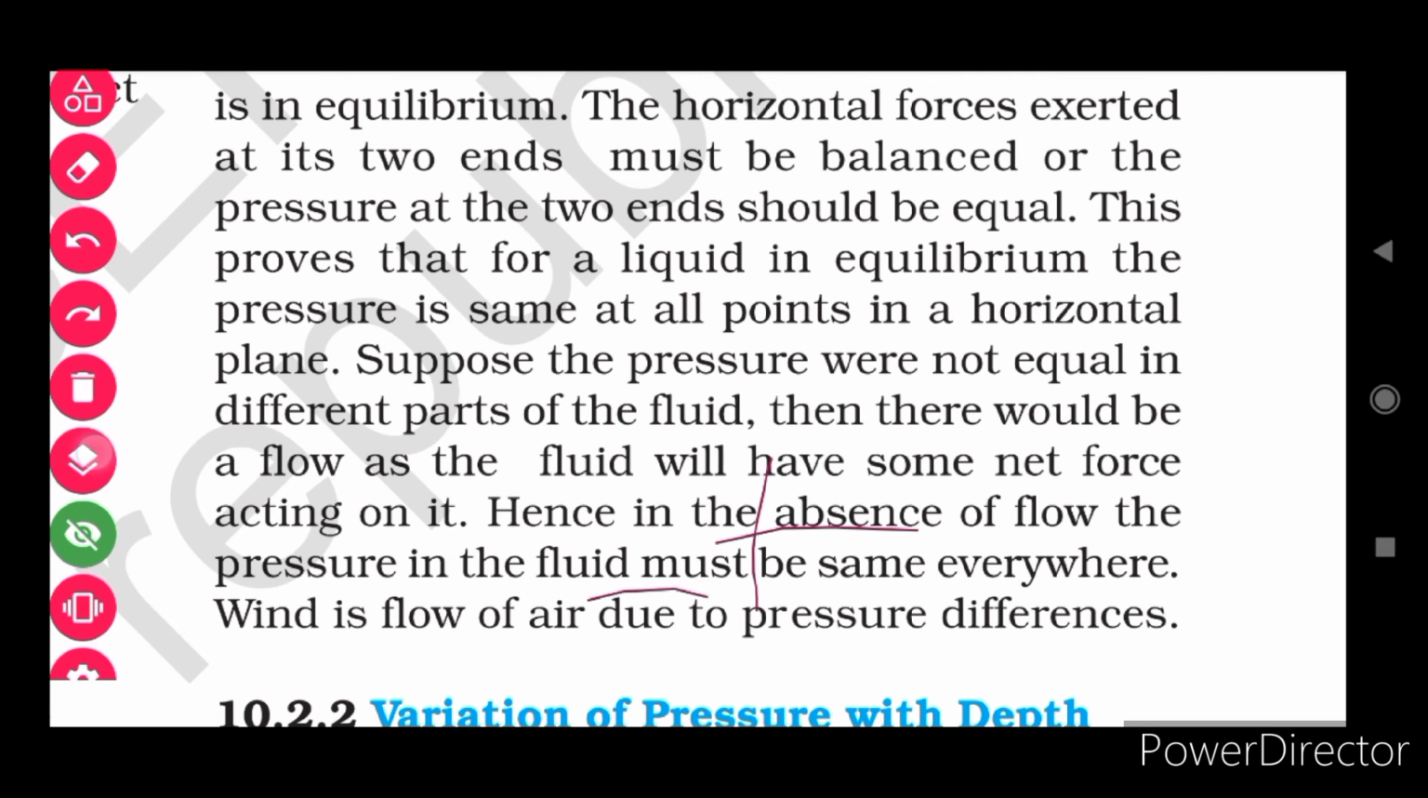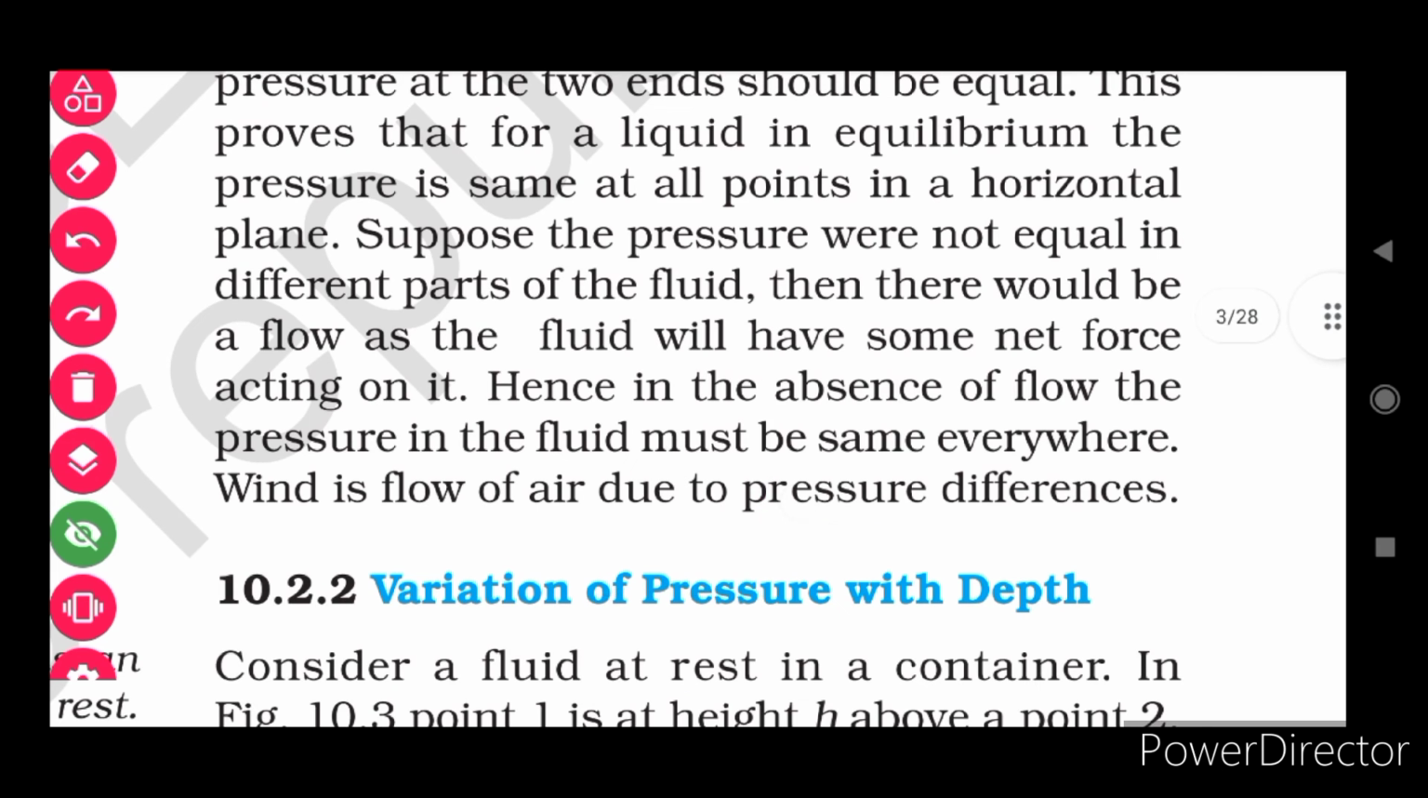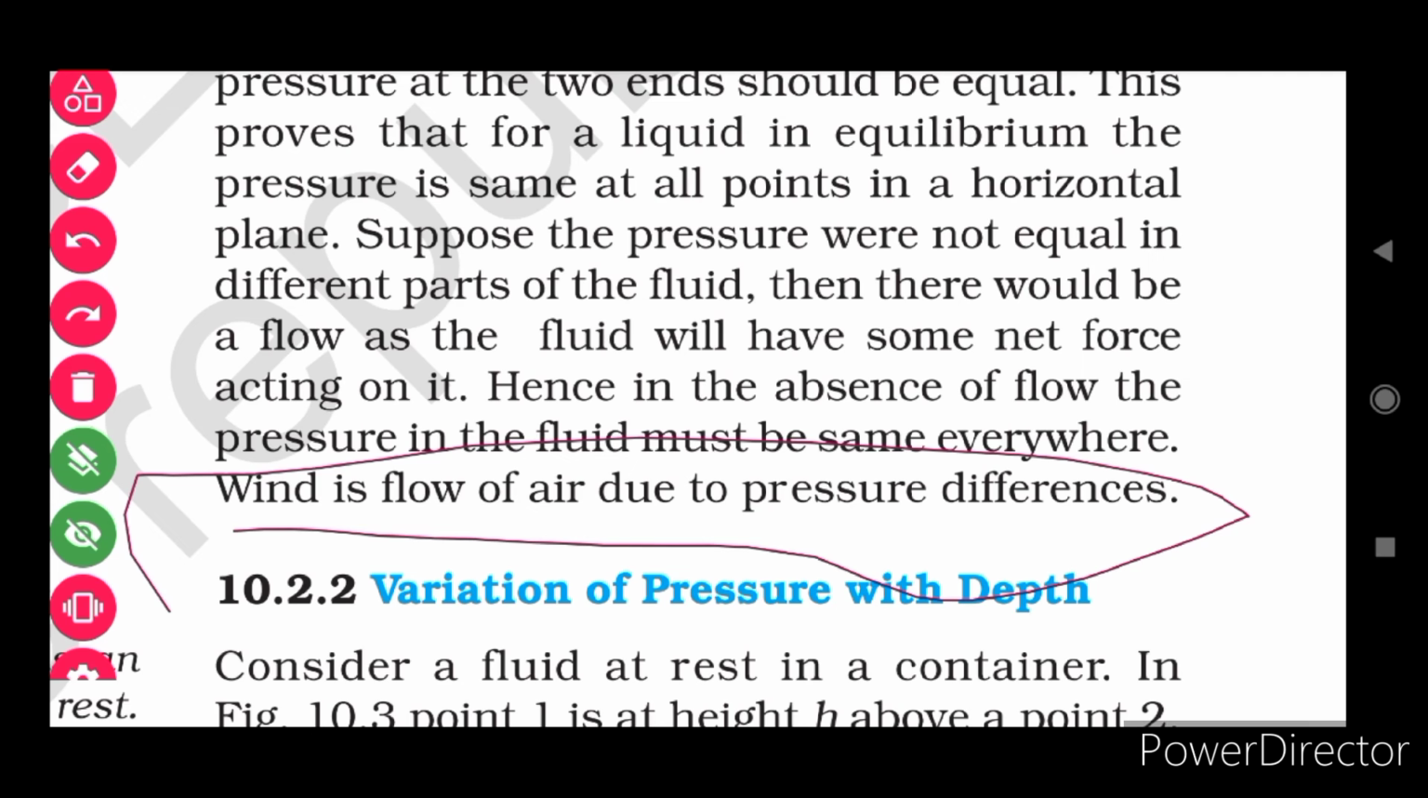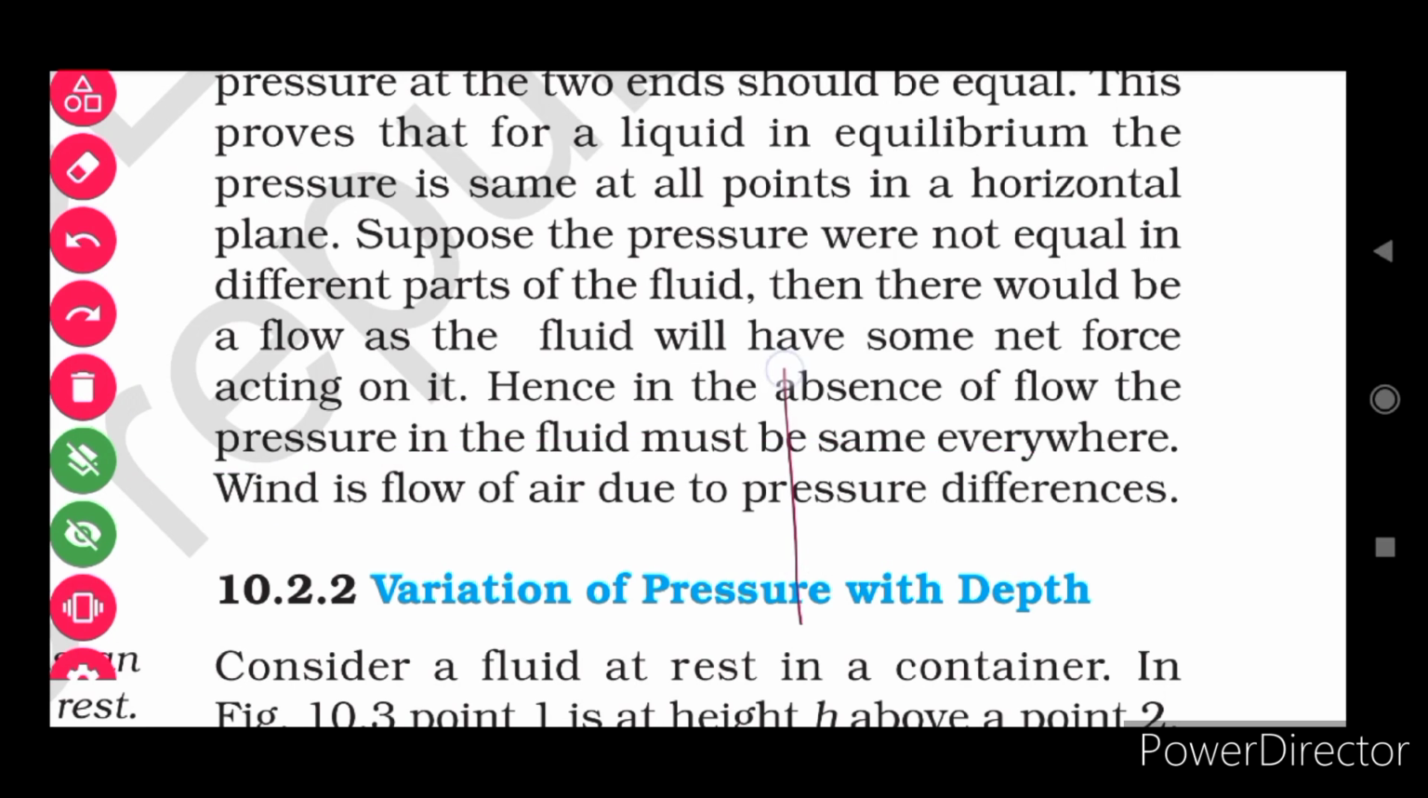Wind is the flow of air due to pressure difference. And you know why wind flows whenever there is a difference in pressure. A very common theory that you know: when the sunlight falls on the land, that part is heated and the air rises there, and the pressure there is low. So the air from the high pressure region, that is the cool places, will come and fill that area. So this is how wind flows, because of the pressure difference.